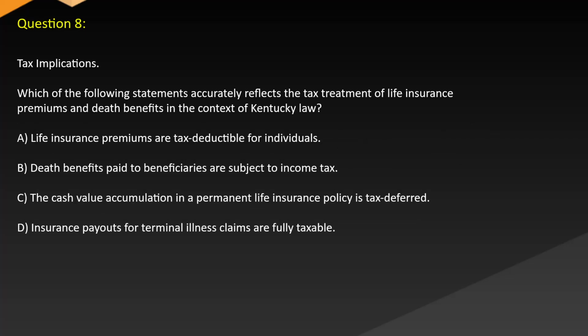Question 8. Tax implications. Which of the following statements accurately reflects the tax treatment of life insurance premiums and death benefits in the context of Kentucky law? A. Life insurance premiums are tax deductible for individuals. B. Death benefits paid to beneficiaries are subject to income tax. C. The cash value accumulation in a permanent life insurance policy is tax deferred. D. Insurance payouts for terminal illness claims are fully taxable.